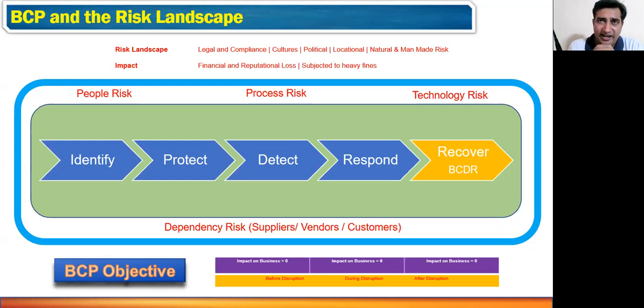Now, what is the end objective of having the BCP plan, right? The BCP plan is there to minimize impact to such a level, maybe zero if possible, before the disaster has happened, during the disaster, and even after the disaster. When we are recovering back, there should not be any impact on the business. That's the intention of having the BCP objective.